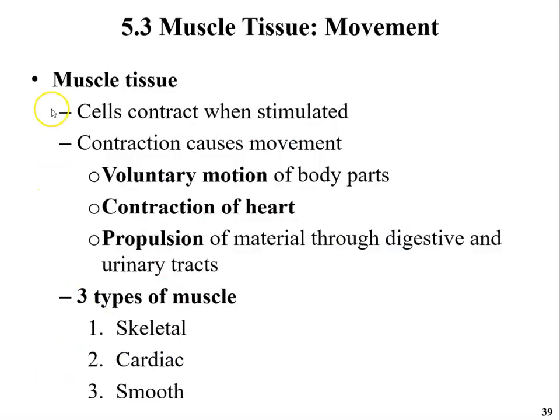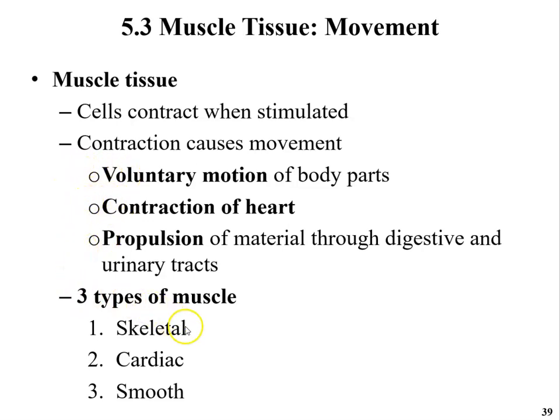All right, next let's talk a little bit about muscle tissue. So these are cells that contract when they're stimulated, and contraction causes movement. So you can have voluntary motion of body parts, contraction of the heart, or propulsion of material through digestive and urinary tracts. And it turns out that there's a different type of muscle tissue for every one of these functions.